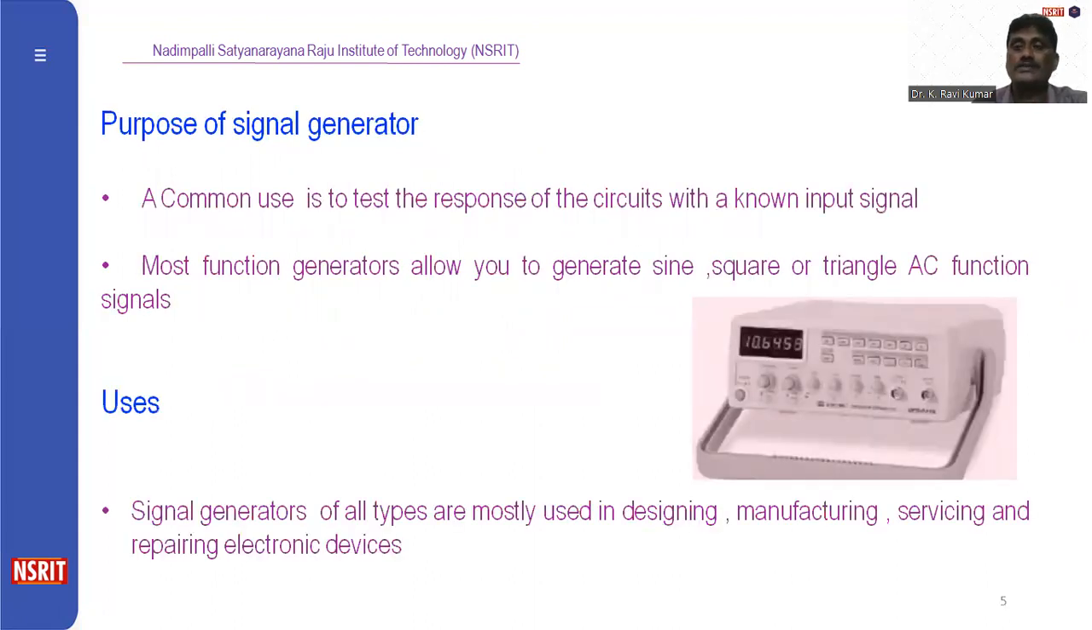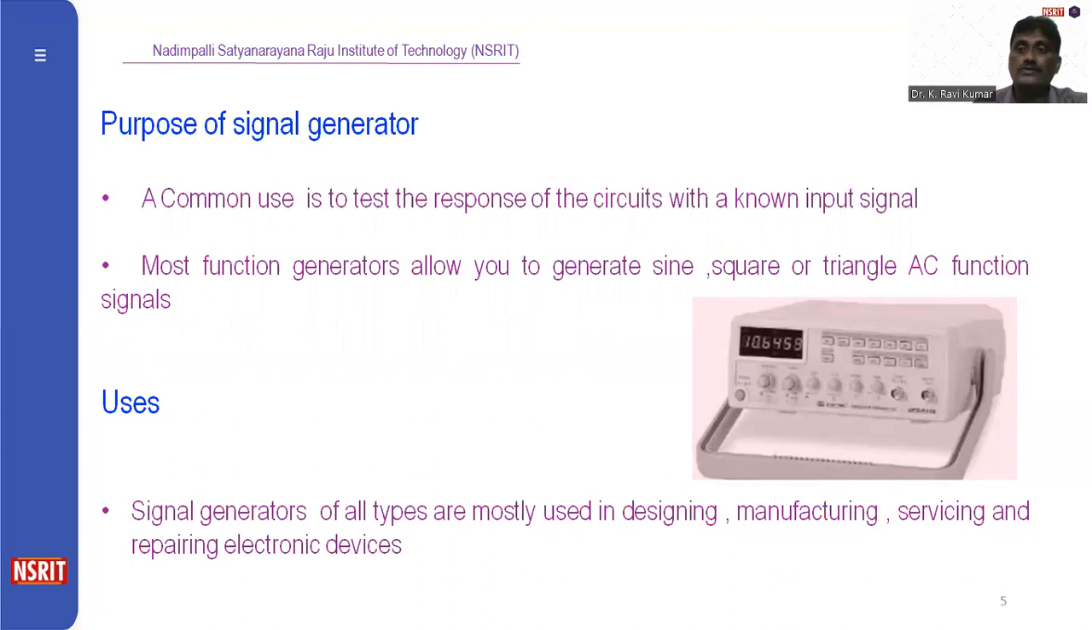What is the purpose of the signal generator? A common use is to test the response of a circuit with an unknown input signal. That will be considered as a reference signal. By using this reference signal, we can find out the unknown signal frequency or amplitude also. Most function generators allow you to generate a sine wave, square wave, triangular wave, as well as sawtooth waves also.